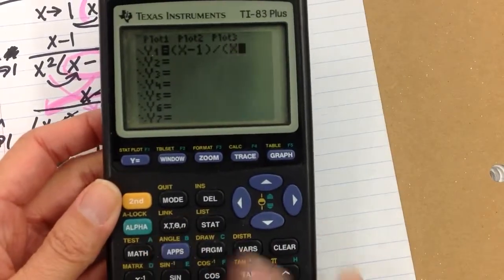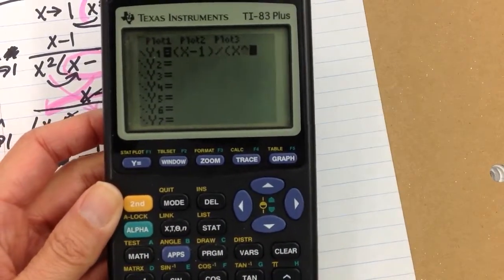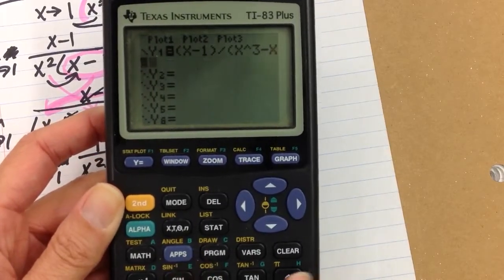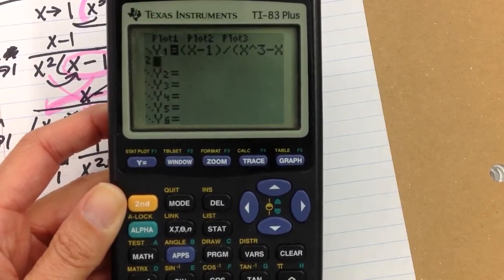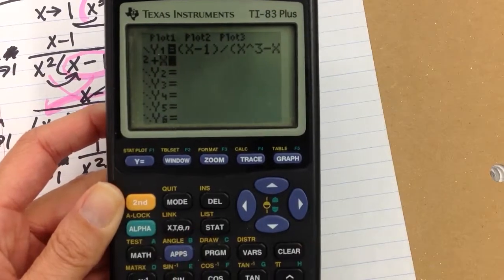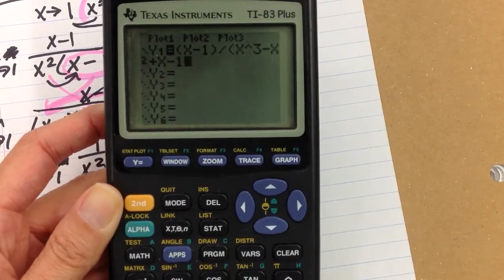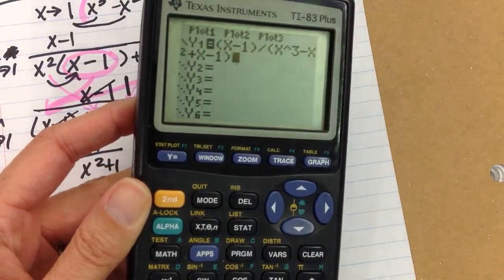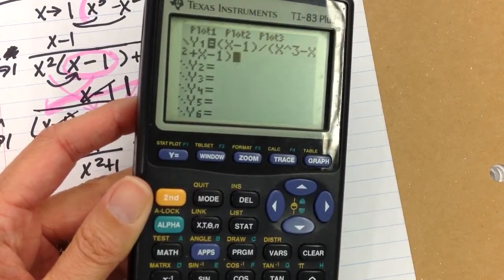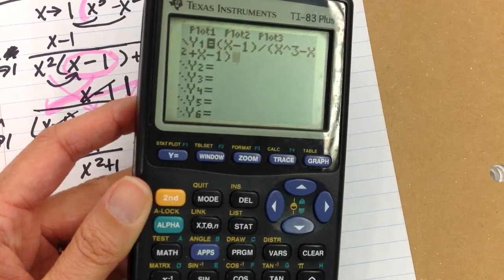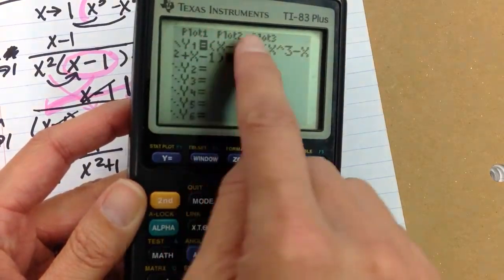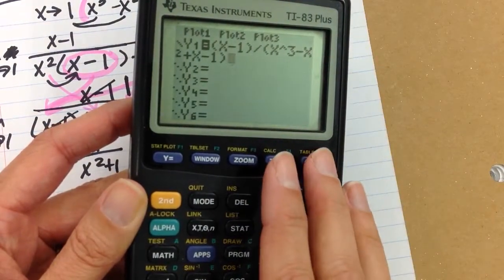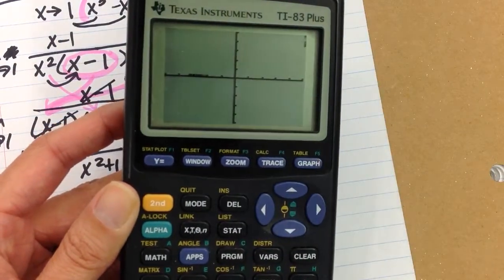So x to the third minus x squared plus x minus 1, enter, and hopefully yours looks something like that. Or that's how you properly enter it. Parentheses around the top, parentheses around the bottom. Hopefully my window is correct. Maybe it's wrong. Let's graph it and see.